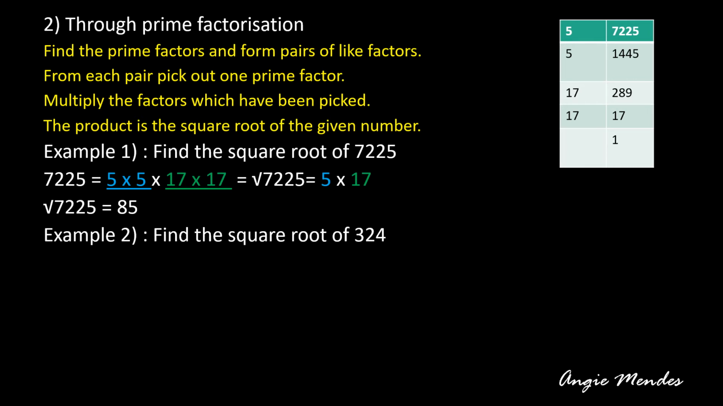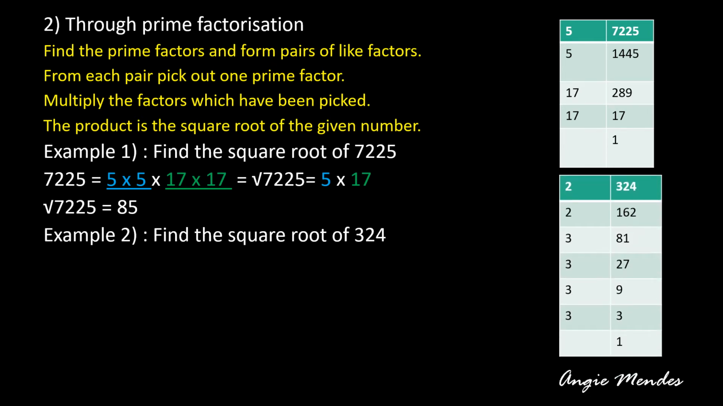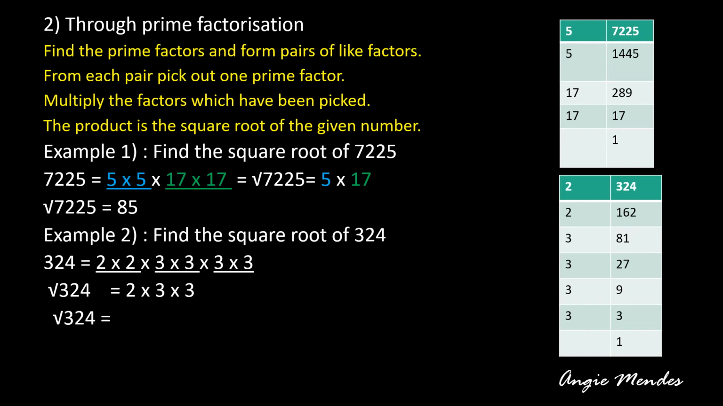If you are asked to find the square root of 324, again you will find the prime factors of 324. Write down the prime factors of 324 and find the pairs of the prime factors. Once you have found the pairs, you pick out one from each pair and multiply these to find the square root of this number. So you will get the square root of 324 as 18 by multiplying each member of the pair that you have picked out.